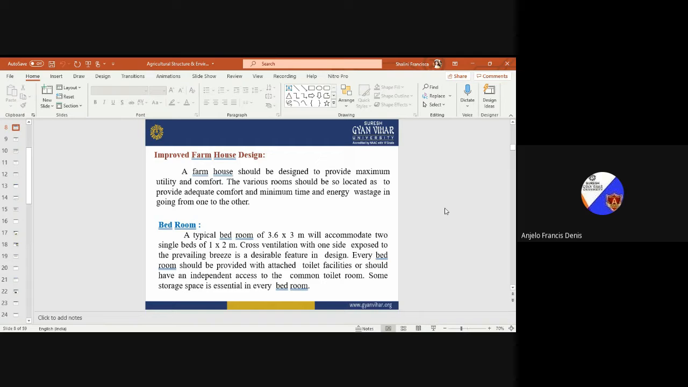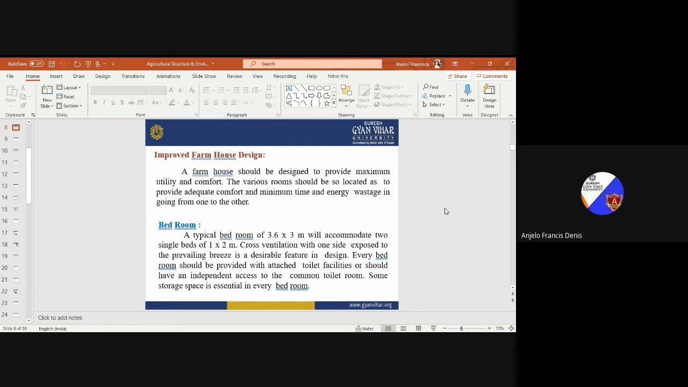Neither of these two activities should hamper the comfort level of the people who are residing in the farmstead or the residential building. Also, it should be designed in such a way that, being in the residential area, the owner has access to visualize and monitor each and every activity from the residence itself. Therefore, we talk about farmhouse design that should be improved.